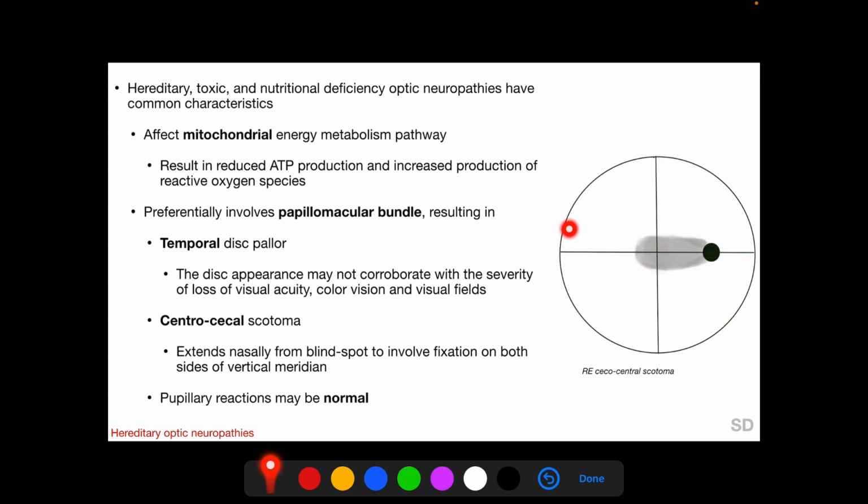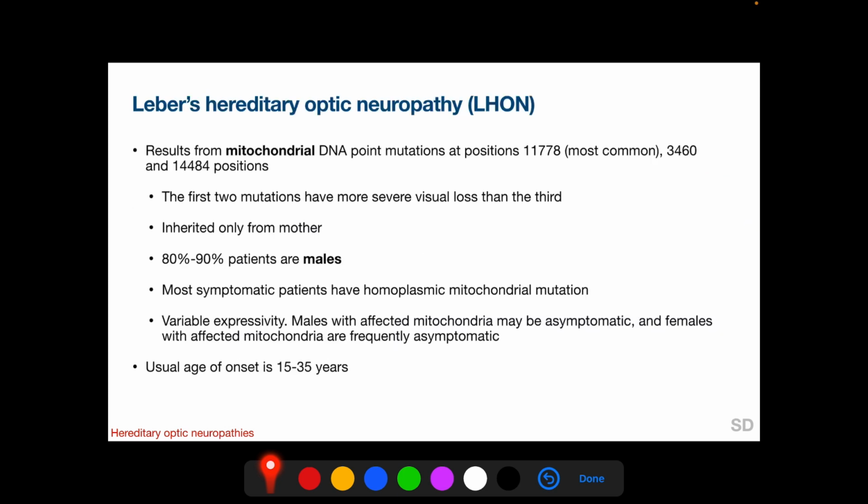So this is a picture of the right eye visual field, and we have the blind spot here representing the optic disc, and a centrocecal scotoma extends from the blind spot nasally to involve the fixation, but it does not respect the vertical meridian, as we will see, which happens in post-chiasmal lesions. Pupillary reactions may be normal.